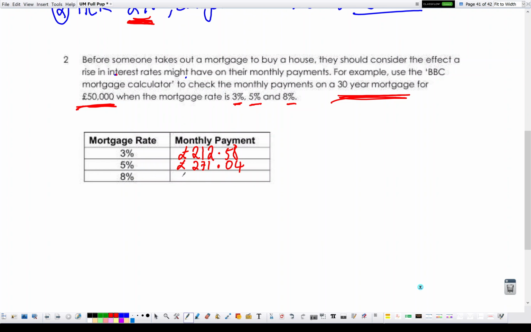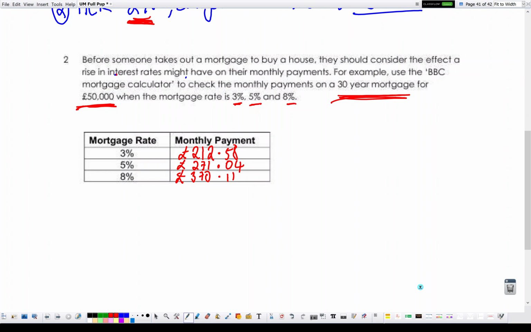And then if we go up again by a further 3% to 8%, that increases it by almost £100 a month, £270.11. So you can see how drastically an increase in the interest rate for your mortgage can have an impact on your monthly repayment, because basically you are having to pay back not only the money you owe, but also interest on top of that. So the more interest you pay, the longer it takes to pay back, or the higher your monthly payments have to be to stick to that 30-year mortgage.